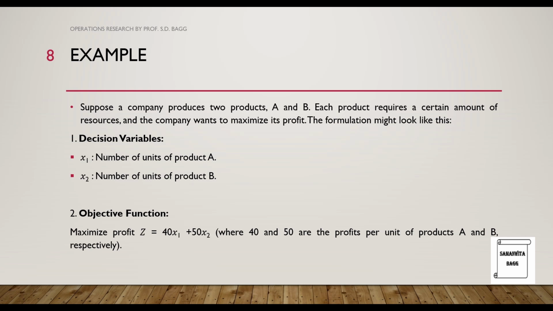Now let's take an example. Suppose a company produces two products A and B. Each product requires a certain amount of resources and the company wants to maximize its profit. The formulation might look like this.